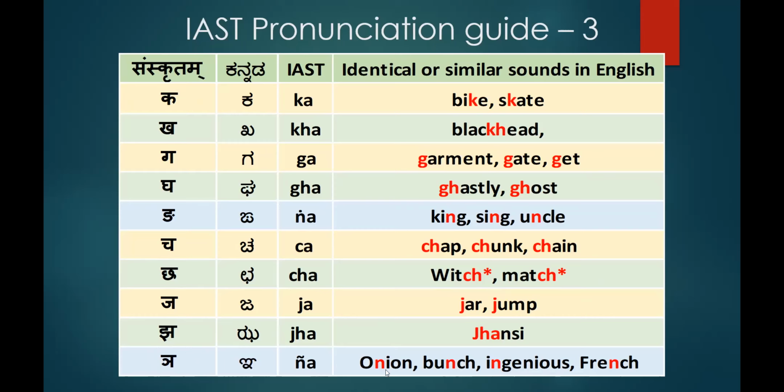The English equivalent way of finding it is as in the word onion, bunch, ingenious, French, in. That sound will be the ones which are very close to this particular Samskrita equivalent. But when you look at it in the transliteration form, it is N with a wavy bar above. Okay, this is the important point that you have to keep in mind.